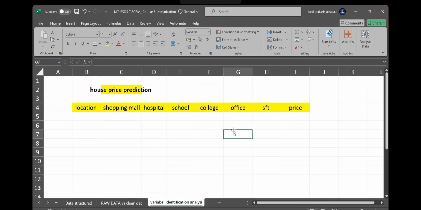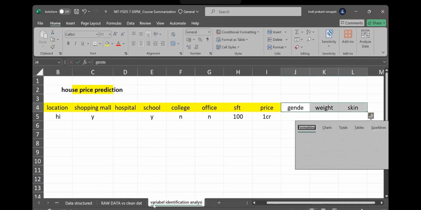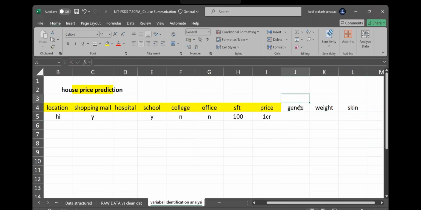Okay, my question to you. Location, maybe Hi-Tech City, I mentioned, and shopping mall, yes. Some variables are missing. School is yes, college, office is no, square feet is 100 and price 1 crore. And then gender, your weight and your skin color. Okay, so forget about this now. At this moment, I'll add it later. Just try this.